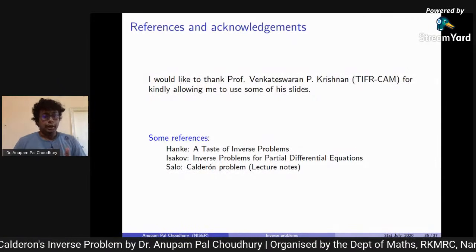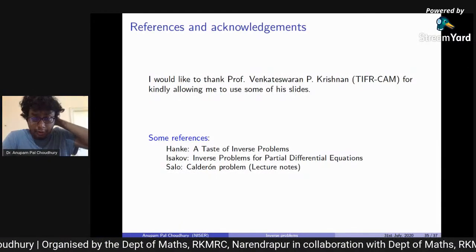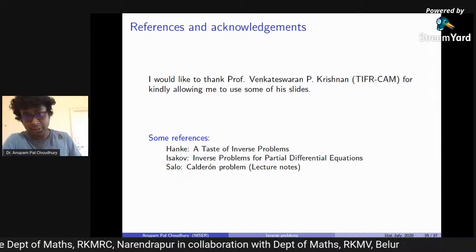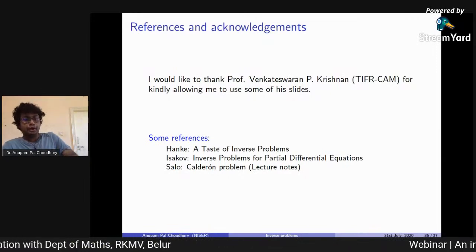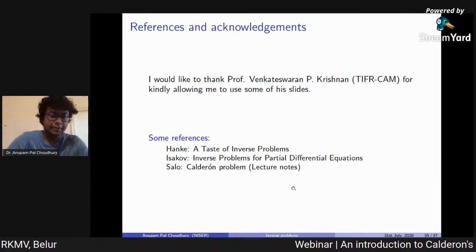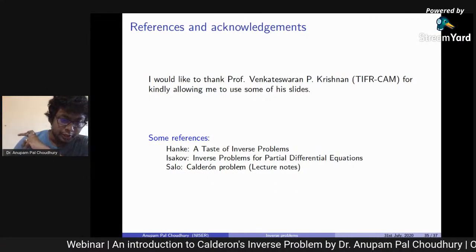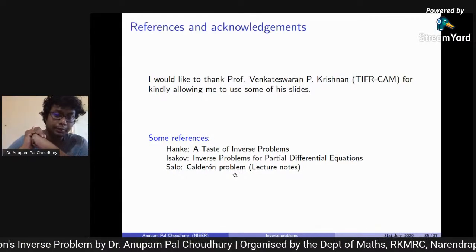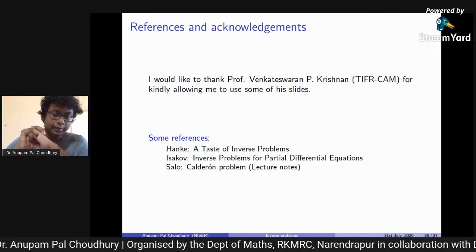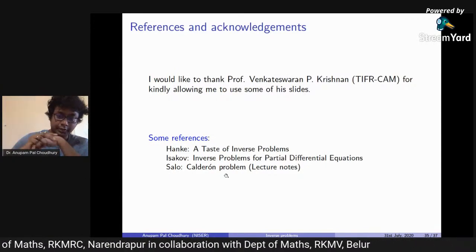I'd also like to thank Professor Krishnan from TIFR Bangalore Center, because some of the slides that I have used, some pictures and all, were from his slides, so he kindly allowed me to use them. I also wanted to give you some references. These are some introductory books that you can look at. This is a very interesting lecture note which tells you about the mathematics of the Calderón problem. It's a very nice place to start if you want to understand the Calderón problem.